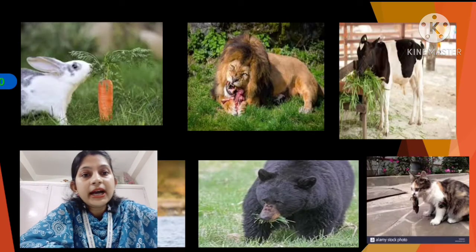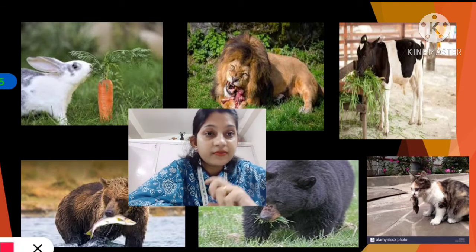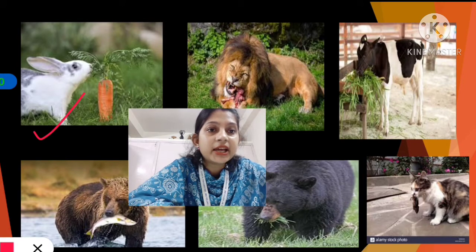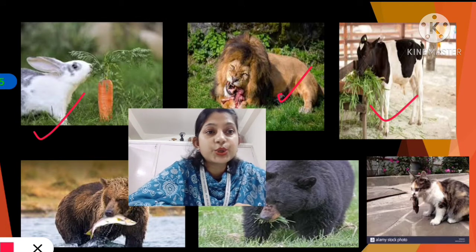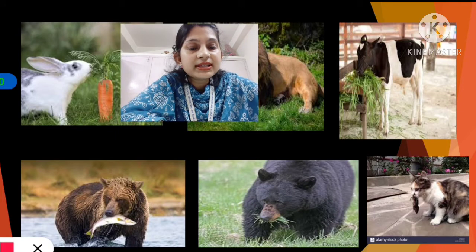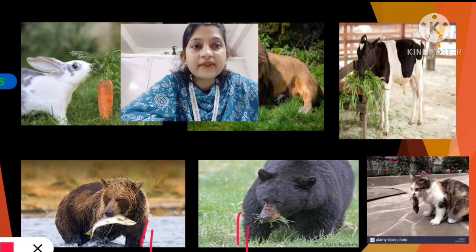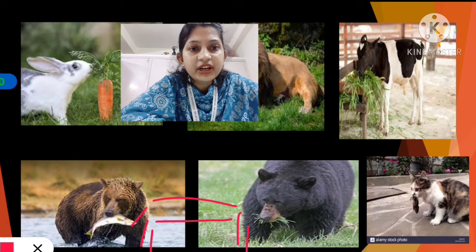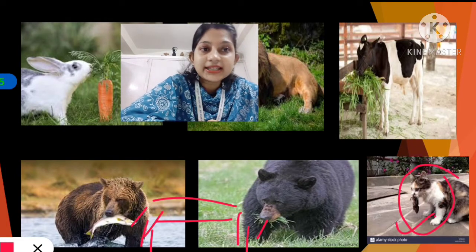So now moving ahead, see here a few pictures, observe them very minutely. First picture, you can see a rabbit eating a carrot. Second one, a lion tearing flesh. Third one, a cow is chewing grass. In these two pictures, in the bottom line, you can see a bear having fish in his mouth. In the second one, he is having grasses. So the same animal, you can see, has different types of food here. Here a cat is having a rat in her mouth.